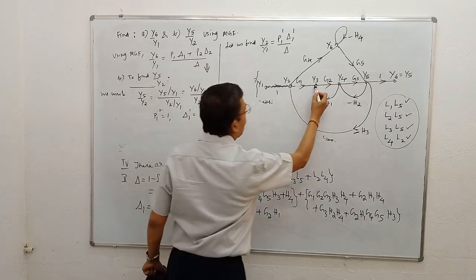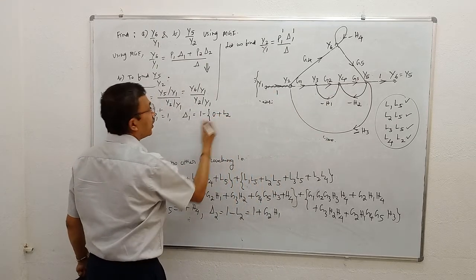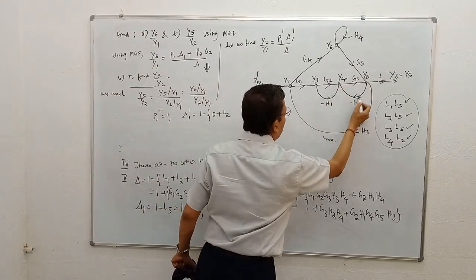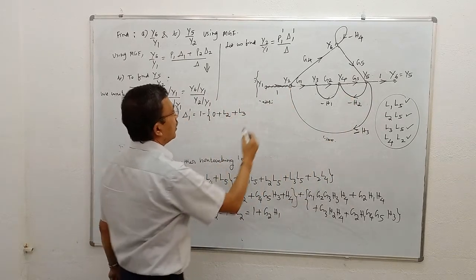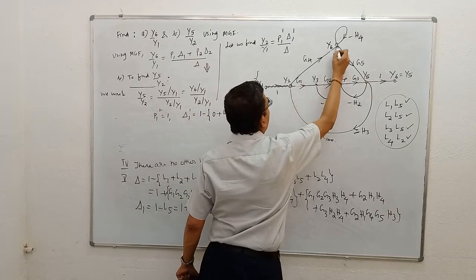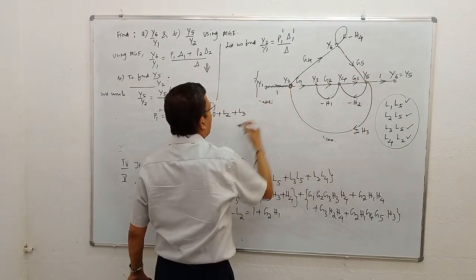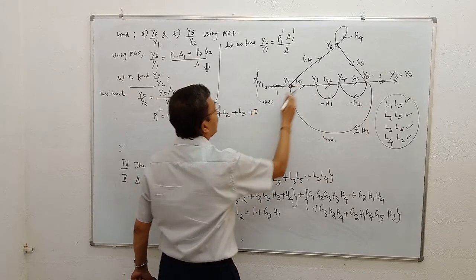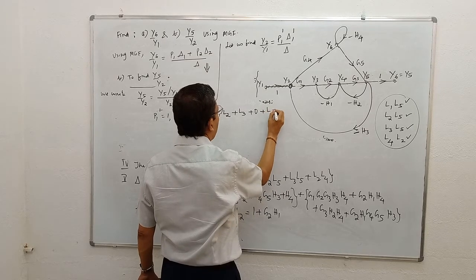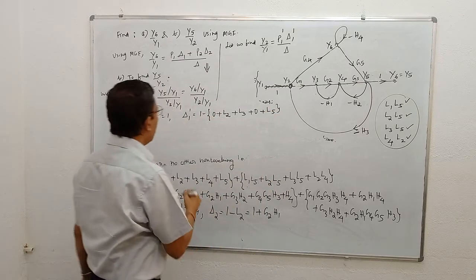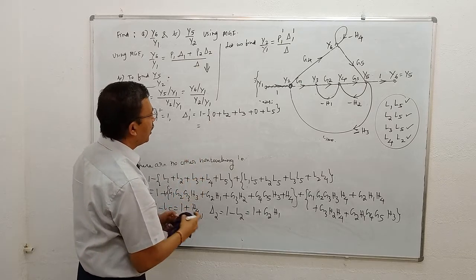L2, loop number 2, is not touching this forward path, therefore L2 will remain. Third loop, G3 minus H2, is not touching the first forward path, so L3 will remain. This loop is L4, made up of G4, G5 minus H2. It is touching at this node, therefore L4 is 0. This loop is not touching this forward path, therefore L5 will remain. That means delta 1 dash is 1 minus (L2 plus L3 plus L5).